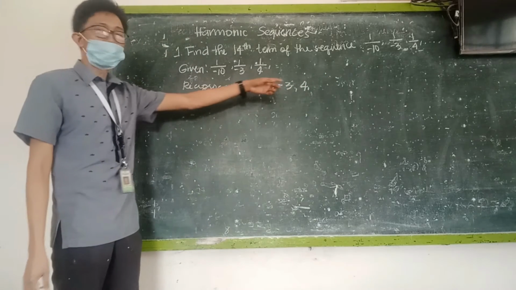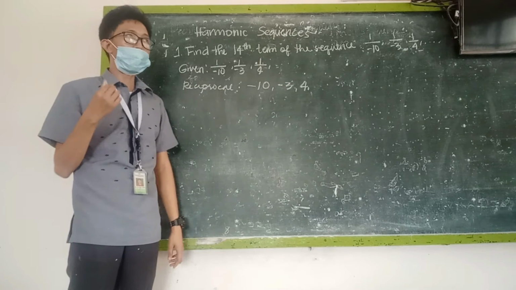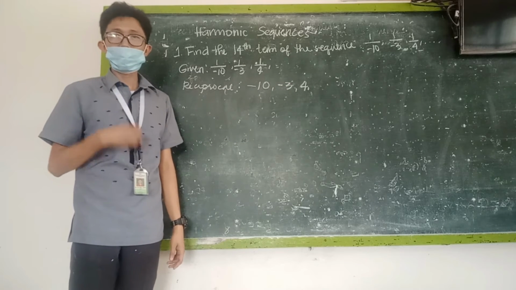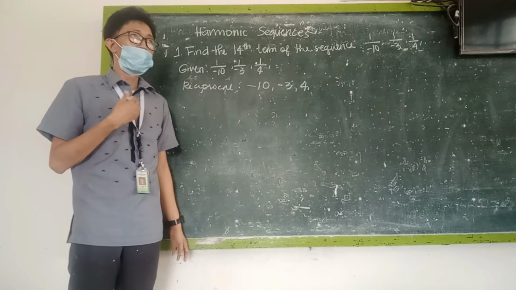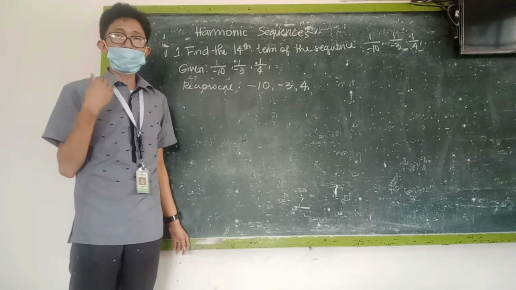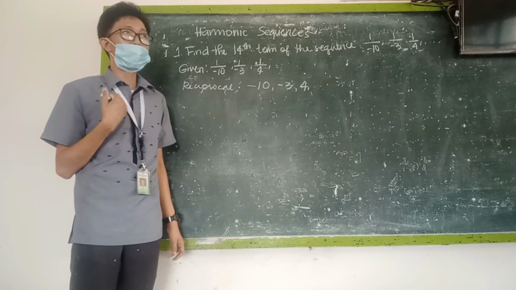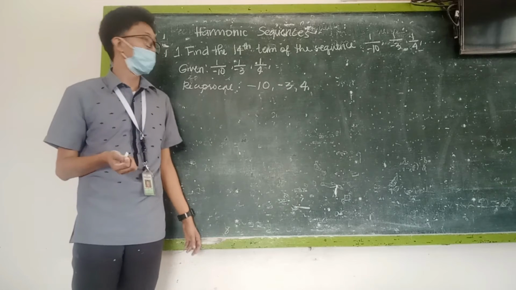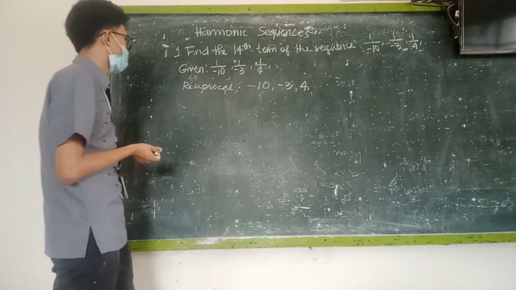Bakit wala na tayong over 1? Kasi we understood that any number divided by 1 is the number itself, or any number multiplied by 1, it's the number itself. So we are applying the identity property of multiplication. Same as true with division.